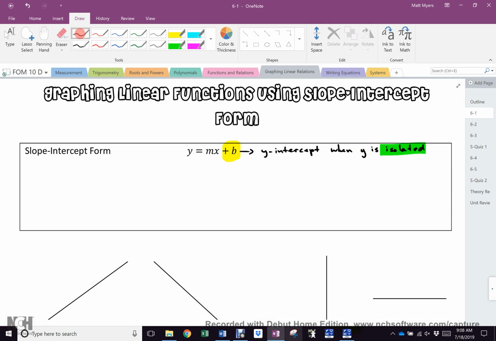Don't write down what I'm about to write down. Just answer the question. y equals 3 minus 2x. What is the y-intercept there? 3. Even though I wrote it in a different order, the y-intercept is 3. Everybody cool? Again, don't write down what I'm about to write down. Just tell me the answer.